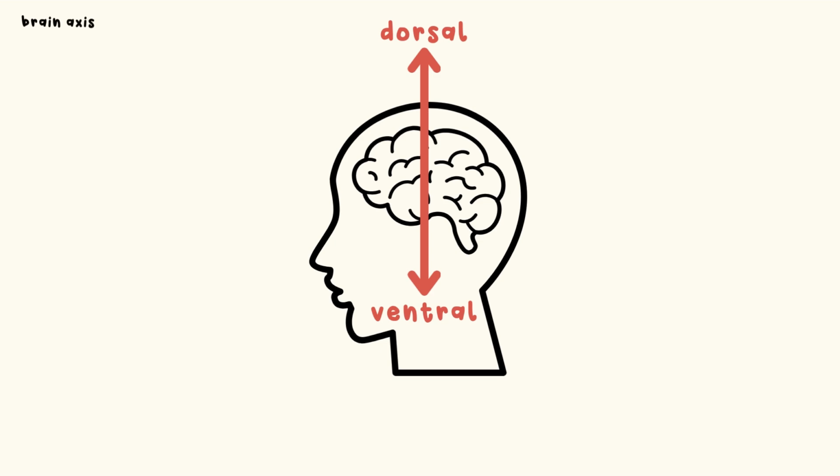In relation to the brain, we have the dorsal and the ventral directions. Dorsal relates to the top of the brain, while ventral relates toward the bottom of the brain. Still in line with the sagittal cut of the brain, we have rostral and caudal directions. Rostral refers to the front of the brain, and caudal refers to the back of the brain.